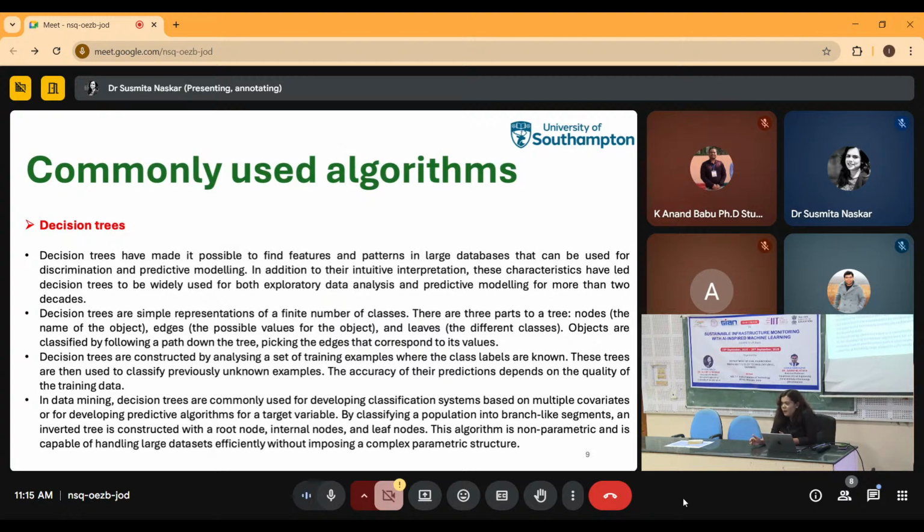In the field of data mining, we use it quite a lot because these models are widely used to develop classification systems that can handle multiple covariates at a time, or to create predictive algorithms for a targeted variable. In short, this kind of model offers a very powerful, interpretable, as well as scalable approach to predictive modeling.